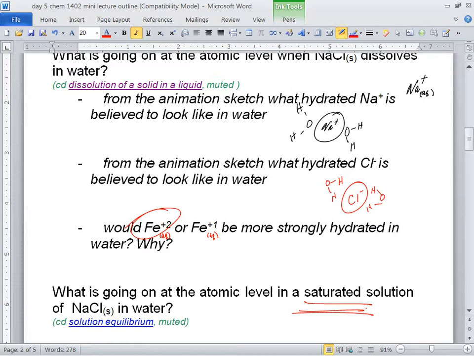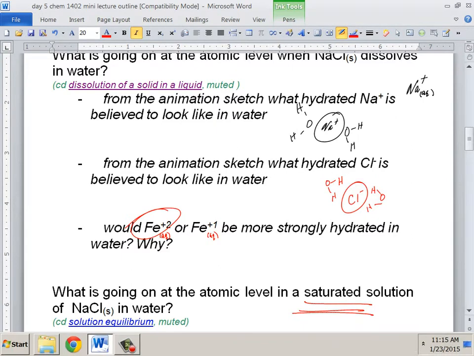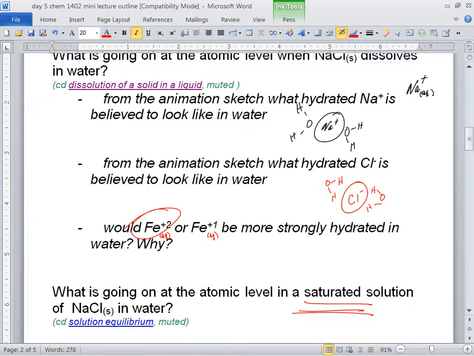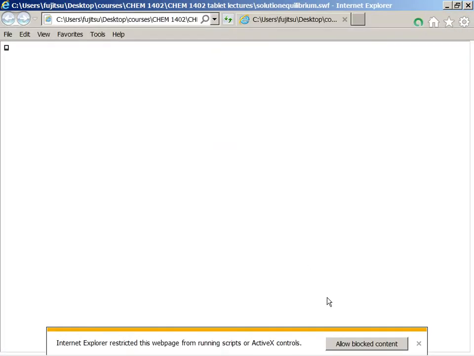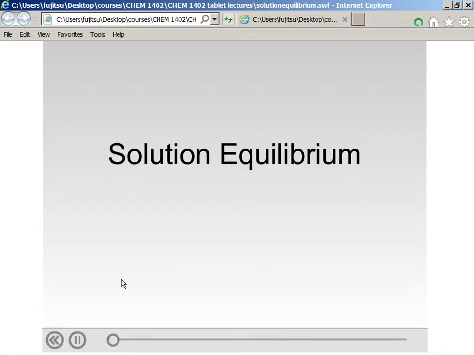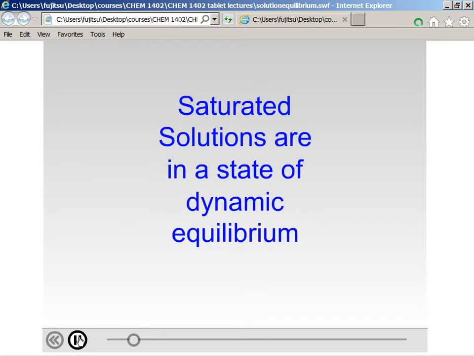Okay. And you'd think that, man, this is just sitting there, just like a lump sitting on the bottom. There's nothing going on. But there is. At the microscopic level, there is. Let's take a look at what they're trying to illustrate to us. First off, they said that it's an equilibrium. Then they said it's dynamic. I'm going to pause this before it even starts.